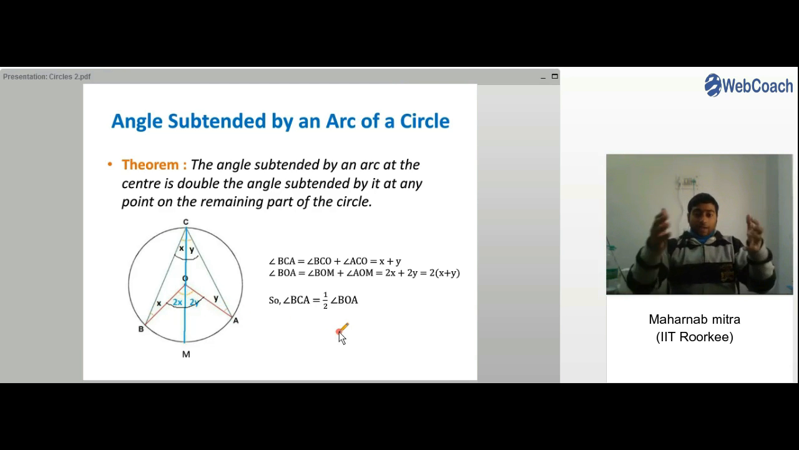So we have proved the theorem that the angle subtended by an arc at the center is double the angle subtended by it at any other point of the circle, any other remaining part of the circle, and of course that remaining part must be on the opposite side of the angle subtended taken. Here you can see we have taken the point on the circumference at the opposite side of the subtended angle.